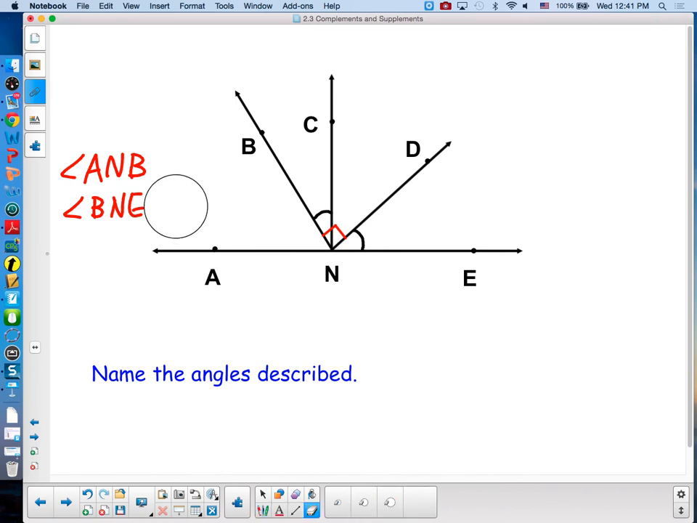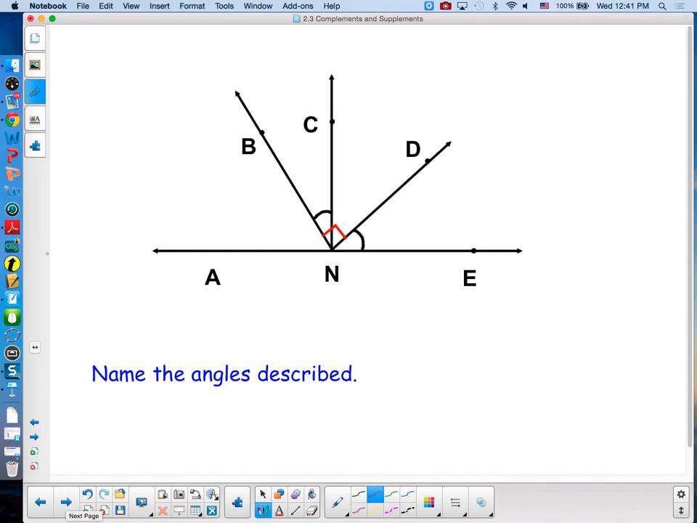Okay, in the picture, name complementary angles.